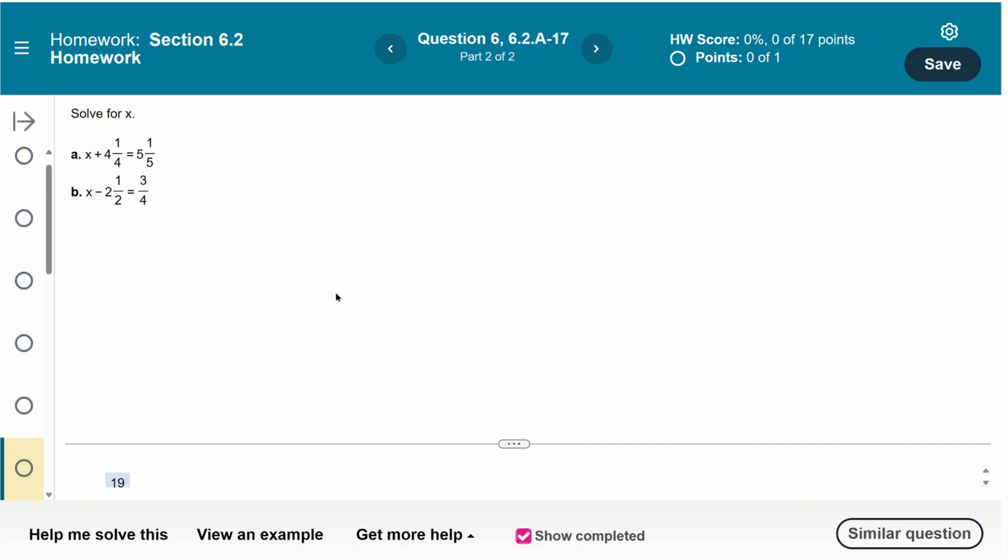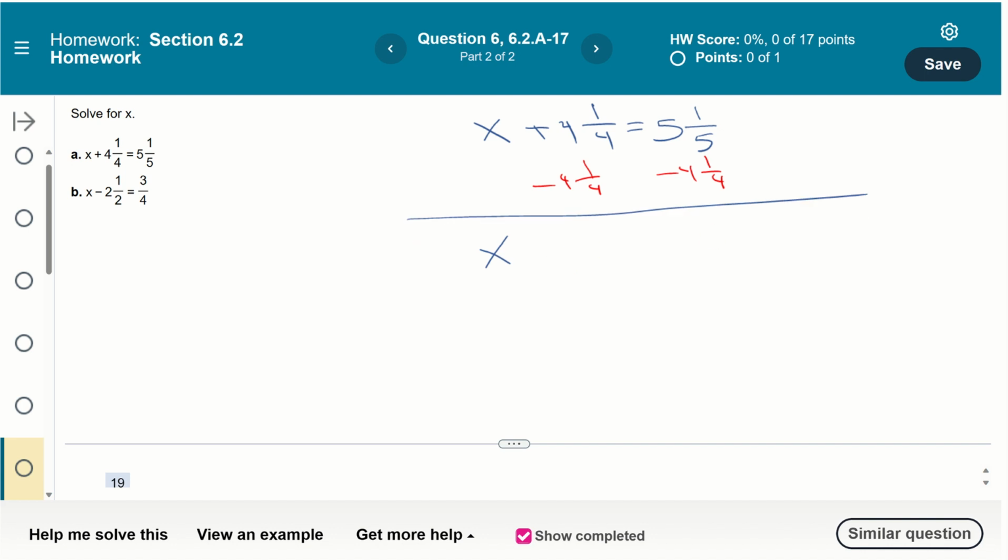All right, with something like this, don't let the fractions scare you. We're just solving for x, so we have x plus 4 and 1/4 equals 5 and 1/5. So basically, all we have to do, to get x by itself, is go ahead and subtract 4 and 1/4 from both sides. So we end up with x equals 5 and 1/5 minus 4 and 1/4.